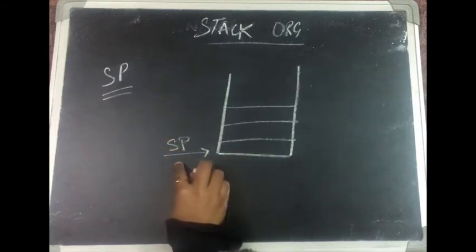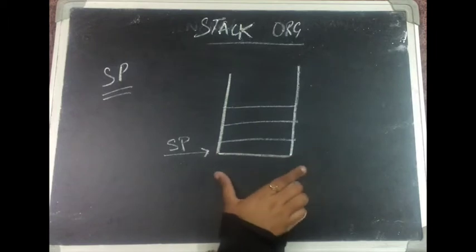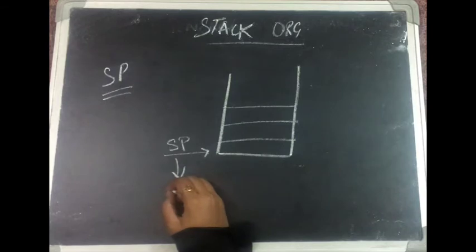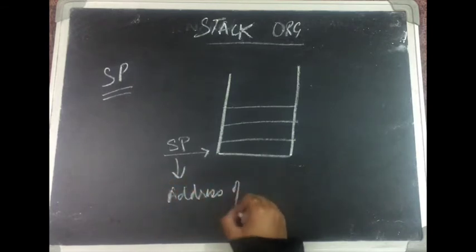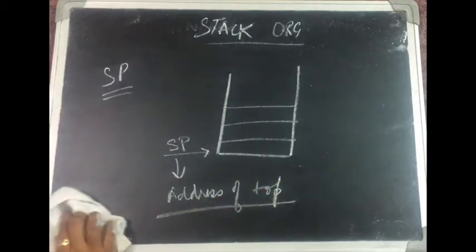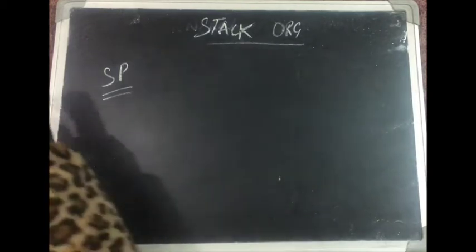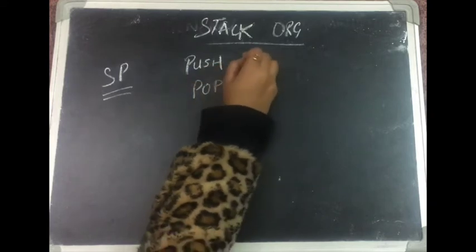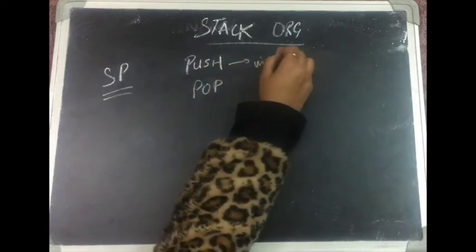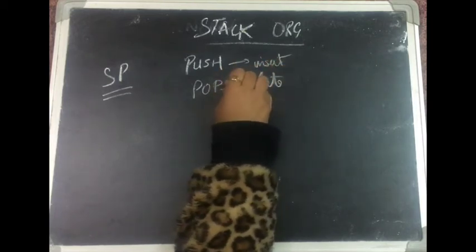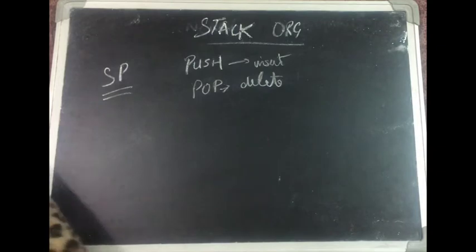So what will happen whenever I perform an operation on the stack? What is a stack pointer? Stack pointer is basically the pointer, you can say the register, that stores the address of the top of the stack. There are two operations that you perform on the stack. The first is the push operation and the second is the pop operation. Push means inserting elements into the stack, and pop means deleting elements from the stack.